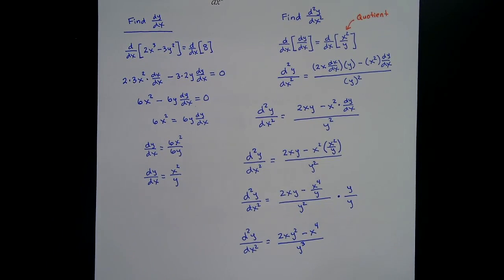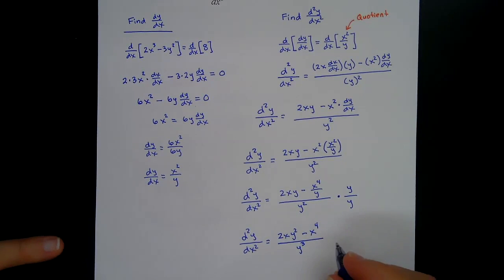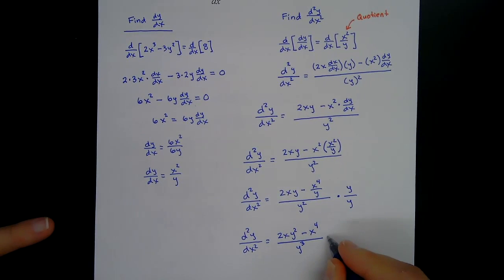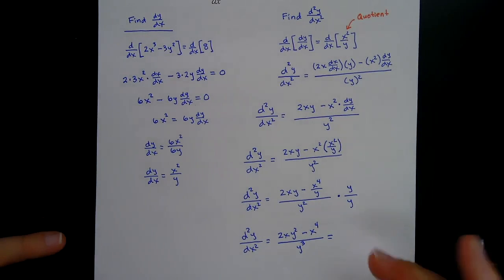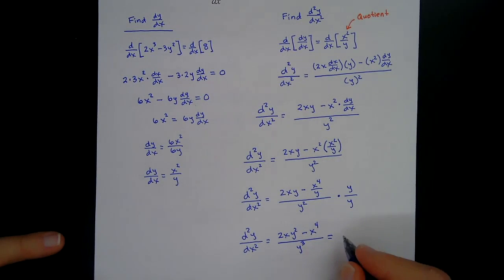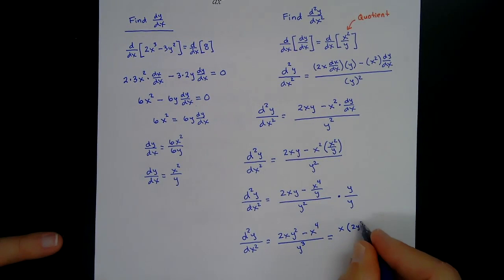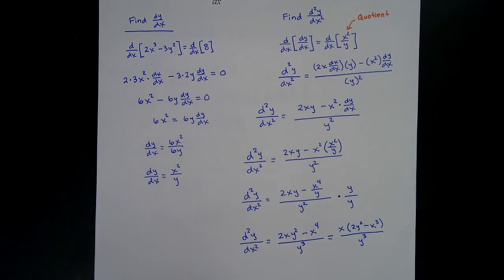Now, if you wanted to, you could do one more thing. I'm not going to write another line because if you wrote your answer like this, I'm a happy teacher. You could also factor an x out of this. It doesn't really help us, but you could, and we would get x times 2y squared minus x cubed, all over y cubed. And that's how you go about finding the second derivative.